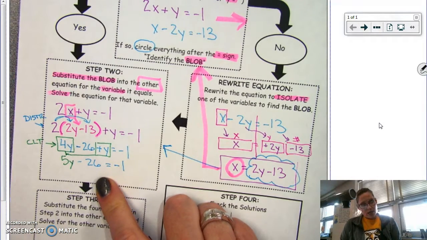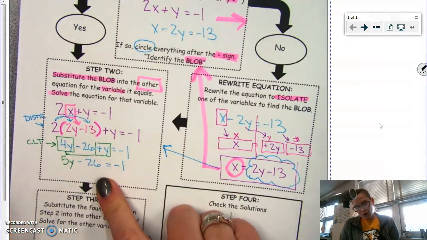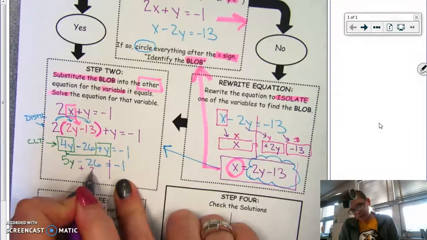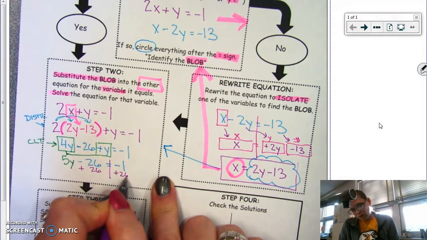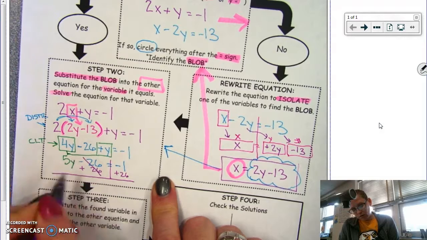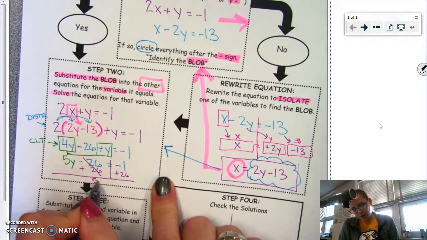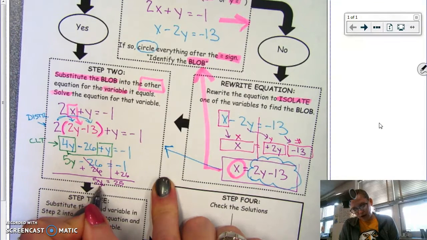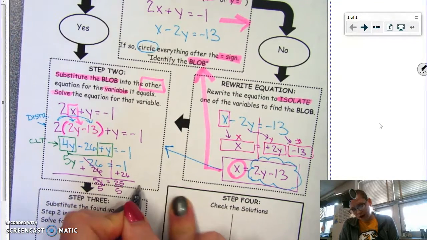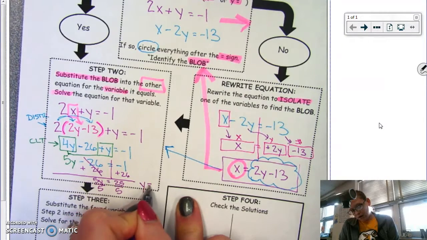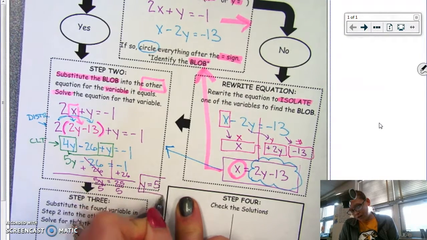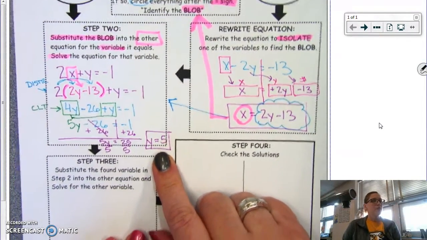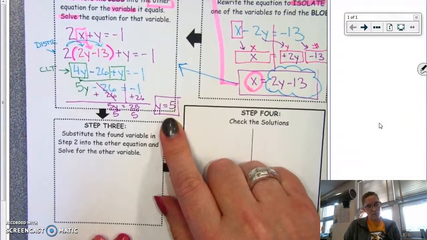And now we can solve the equation for y. So let's add 26 to both sides. I have 5y left over here and 25 left over here. Divide by 5, divide by 5, and I get y equals 5. I now found a solution to one of the variable values. So I have one solution.